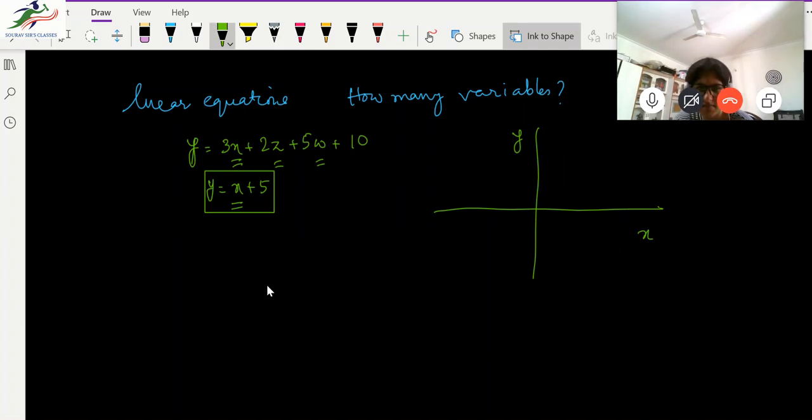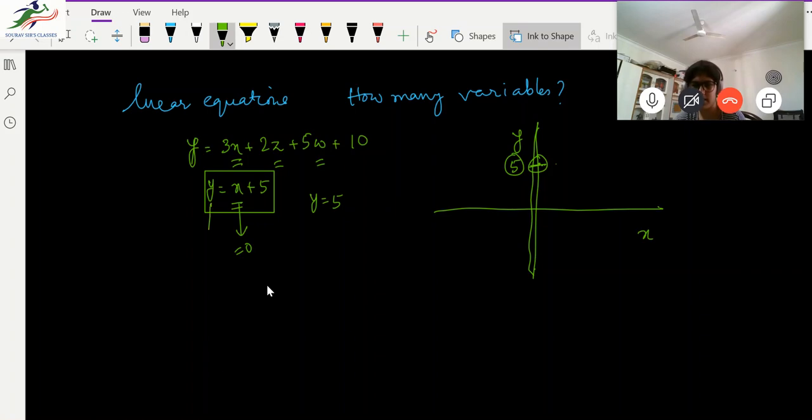And how do we find that straight line? We take out values of x and y and then we plot it on the graph. You can do it with two values also. So the simplest way of doing it is we put x equal to 0, right? x equal to 0 means the y-axis. So for x equal to 0, y is equal to 5. That means this is a point through which the straight line will pass.